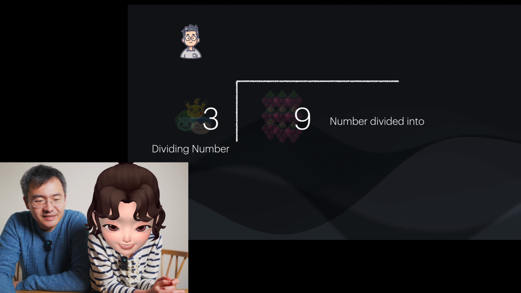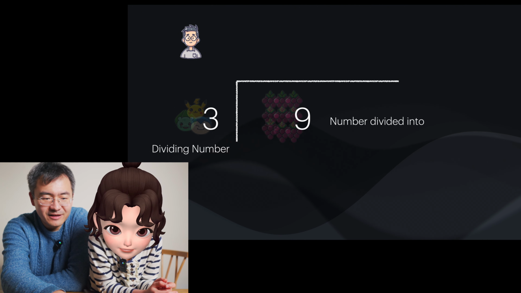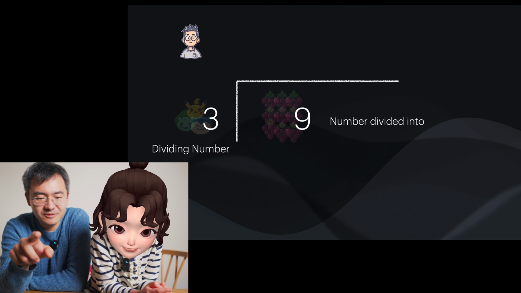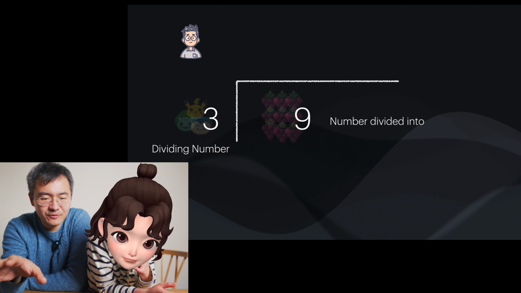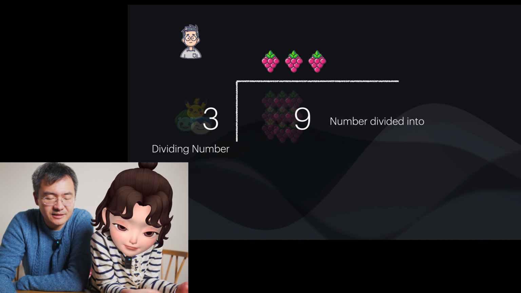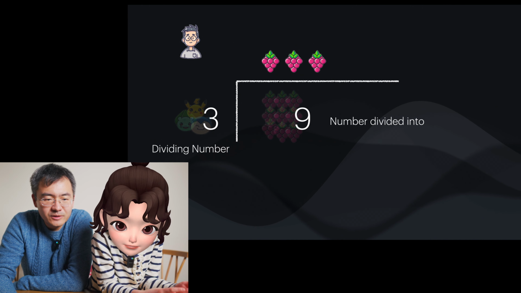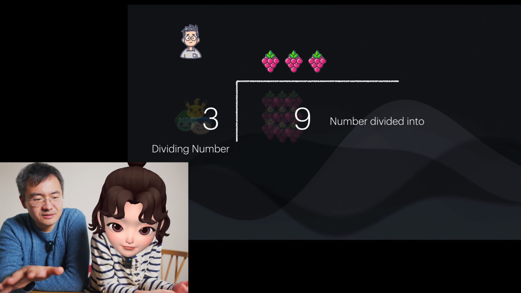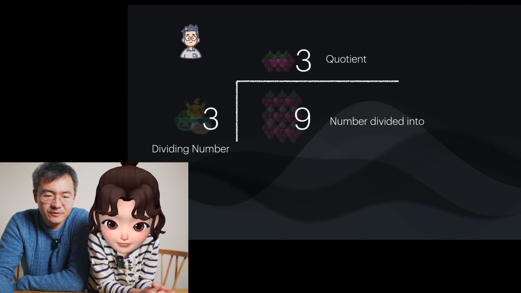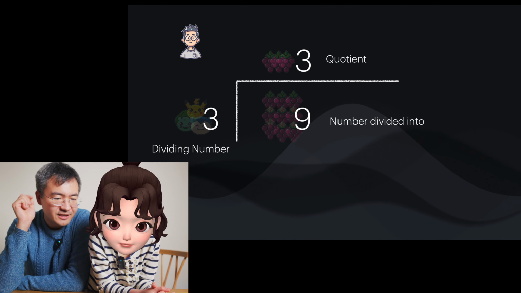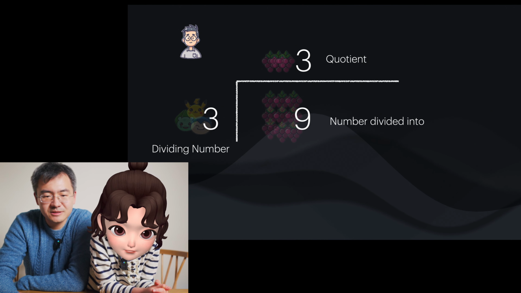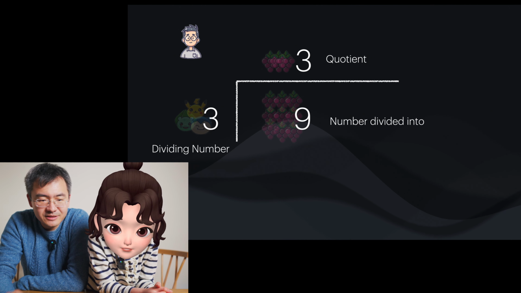And here are some interesting terms. So we have 9 fruits, and these are the numbers to be divided into, and we call them number divided into. And then we have 3 Pokemon, which is the dividing number. And what about the results? We mentioned we need to hand over 3 fruit to each Pokemon, and we call this, do you know what's the name for that? Quotient. Quotient, yes. So 9 divided by 3 has a quotient 3.